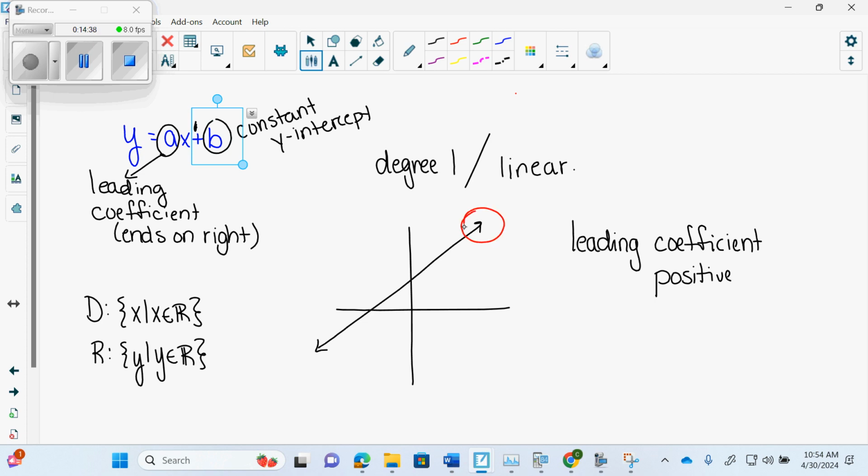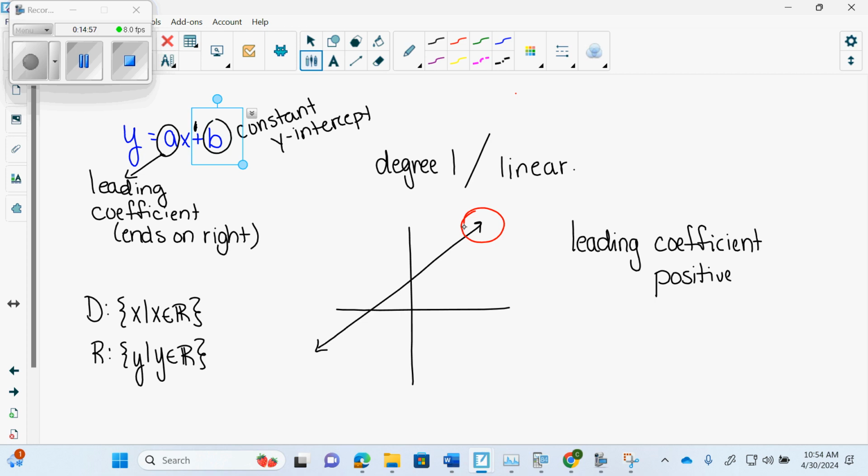Because of that, right? Every graph we can tell if it's positive by the right. So if it's up on the right, it's positive, whether it's quadratic, cubic, linear. It's just a catch that with linear and cubic, it goes in the opposite direction on the left. With quadratic, it's in the same direction.